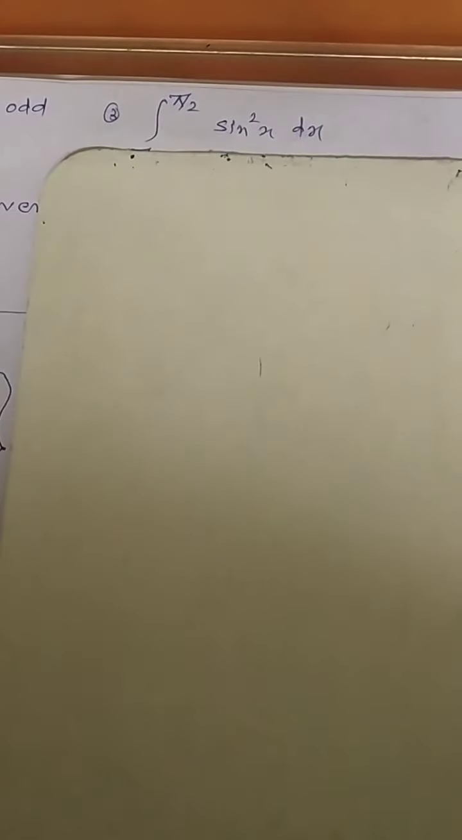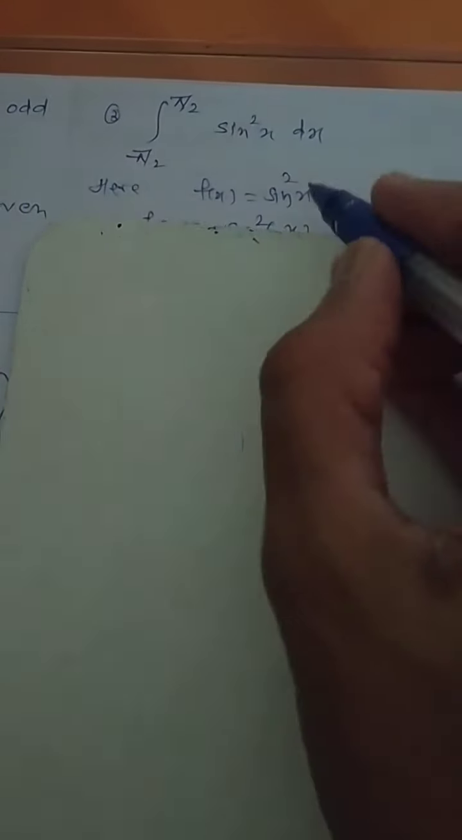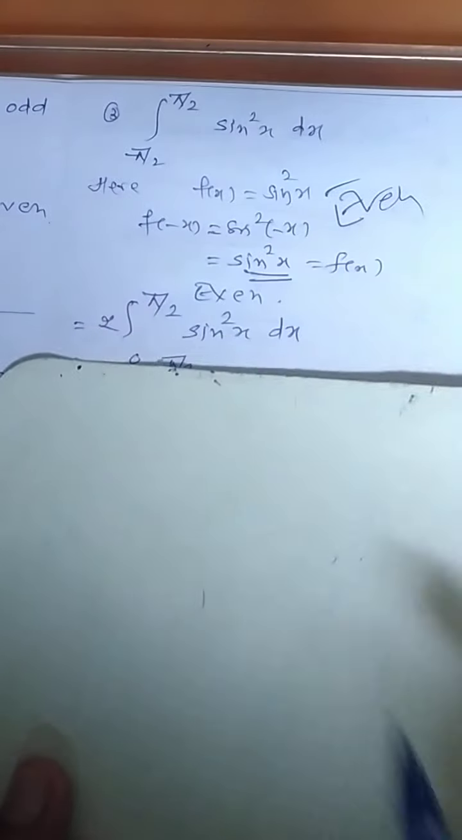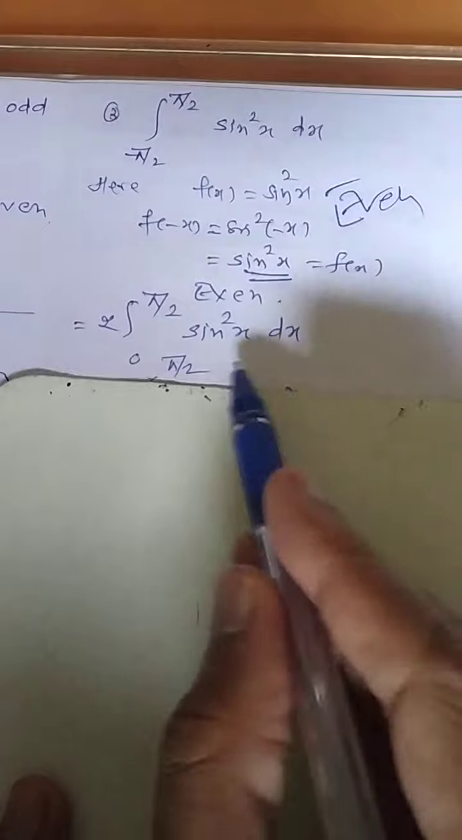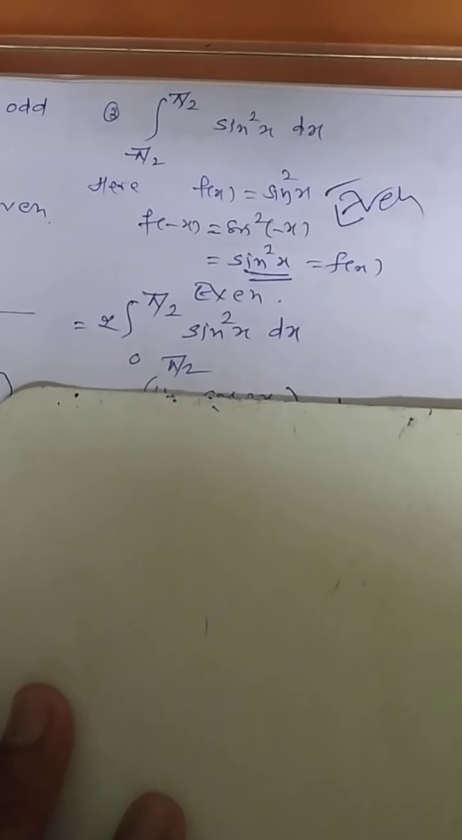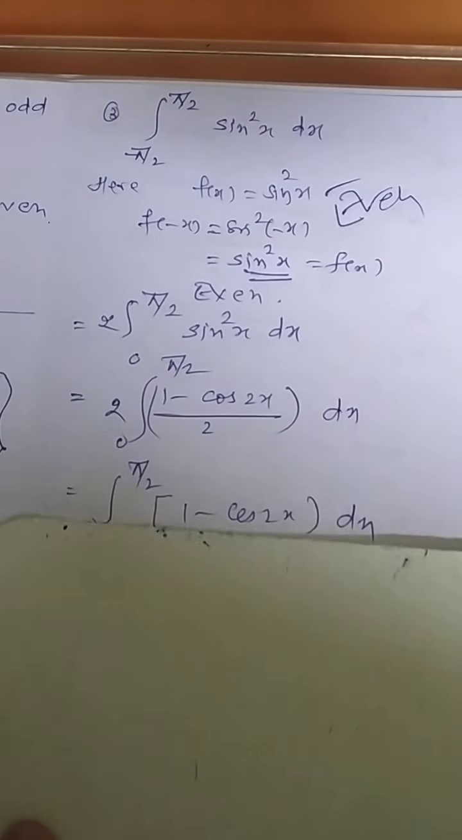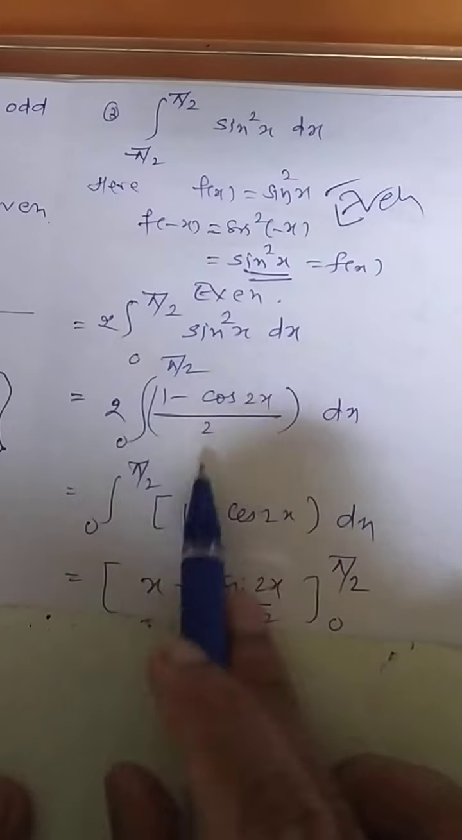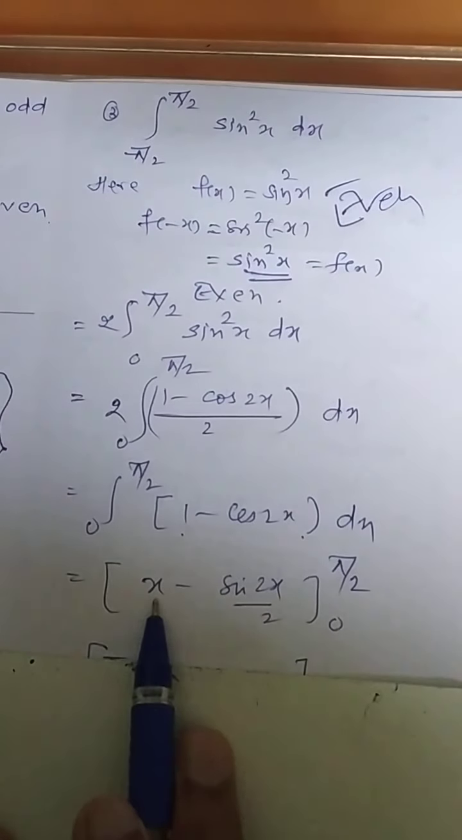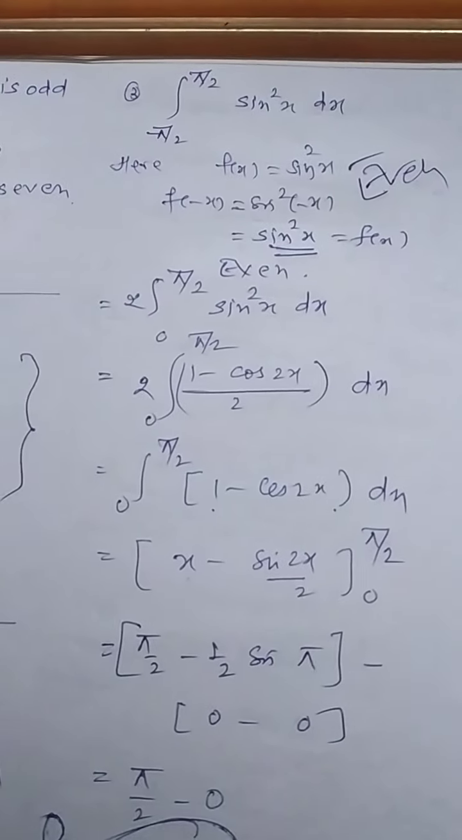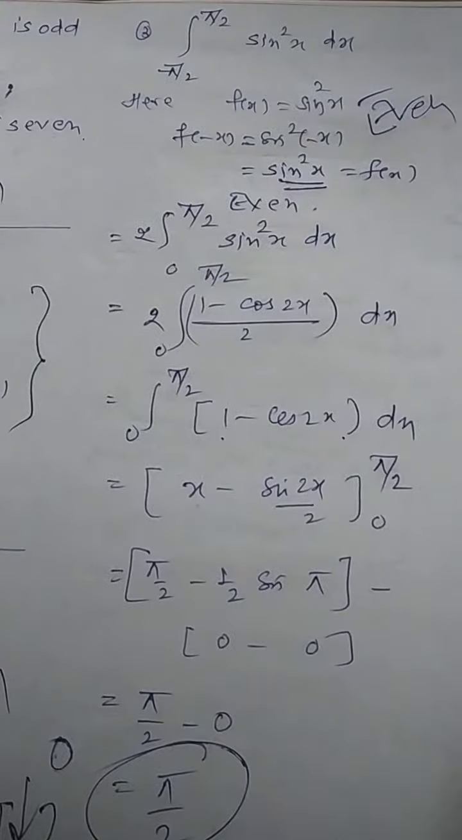Next question. Again it is lower limit, upper limit, opposite, so the function will be of the same type. The function given is sin square x. If you replace x by minus x, it remains sin square x. So again this function is even. If the function is even, then you can write it as 2 times the integral from 0 to pi by 2 of sin square x. Now you know the integration of sin square x. Sin square x can be integrated using 1 minus cos 2x by 2. Then you can take 1 by 2 outside, and this 2 will get cancelled. Here it is 1 minus cos 2x, the integration is x minus sin 2x by 2, and you can simplify. Upon simplifying you will get pi by 2. Pi by 2 is the answer.